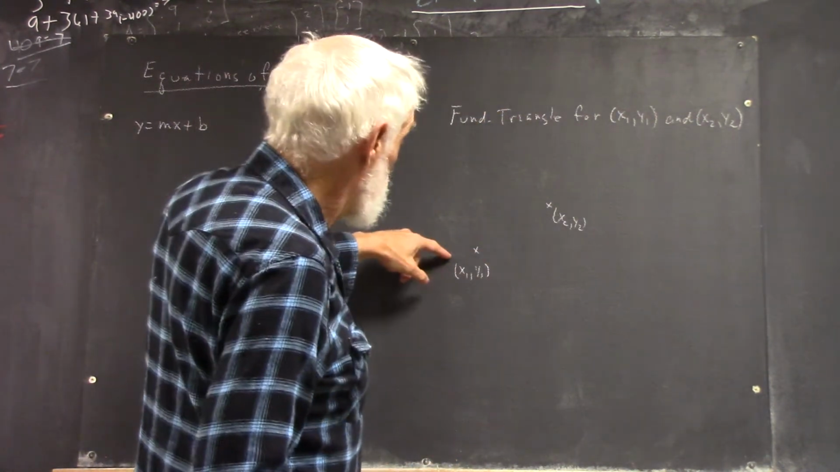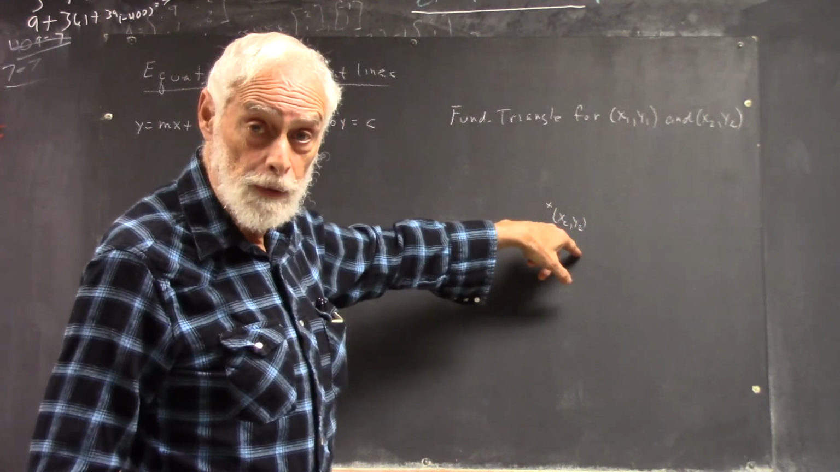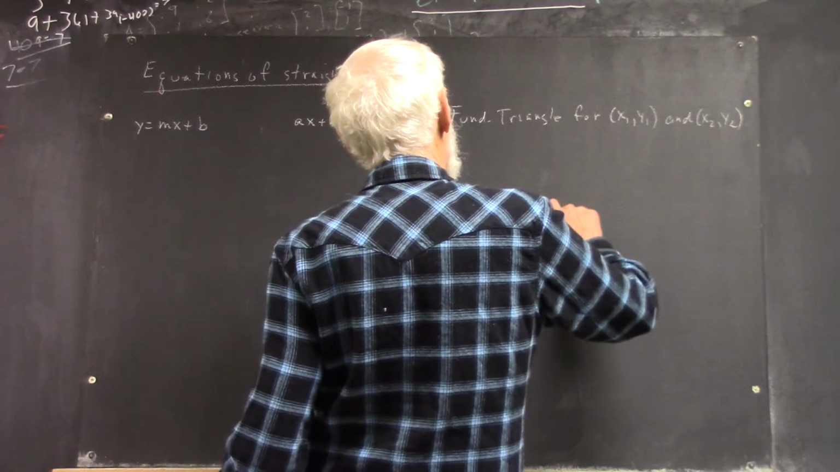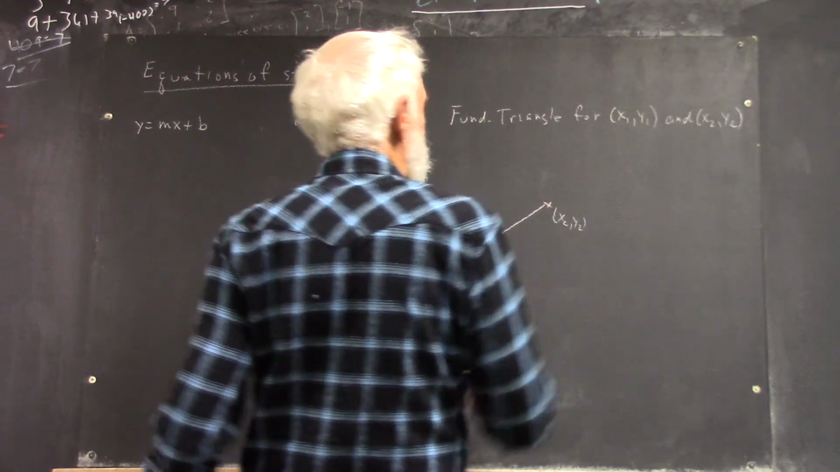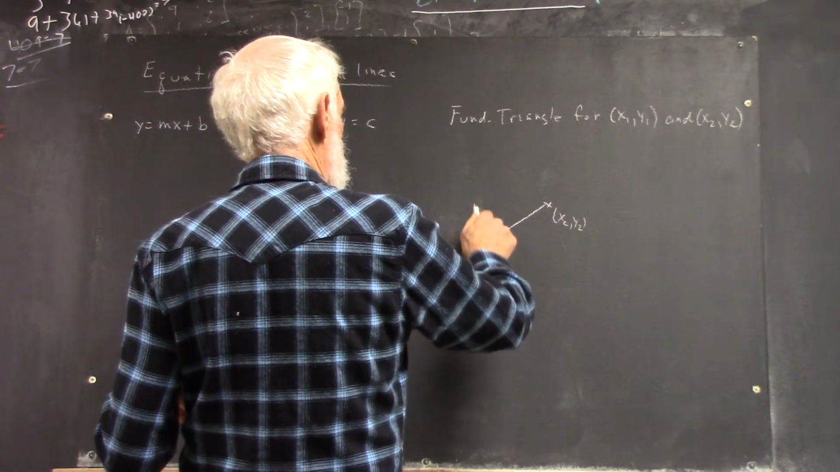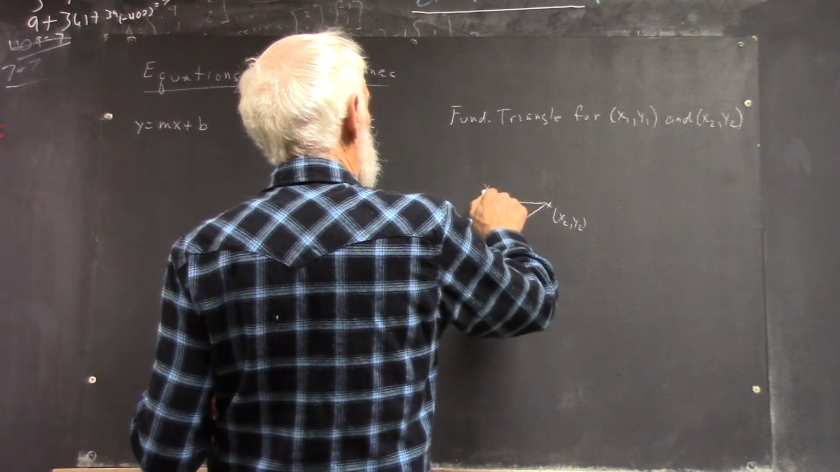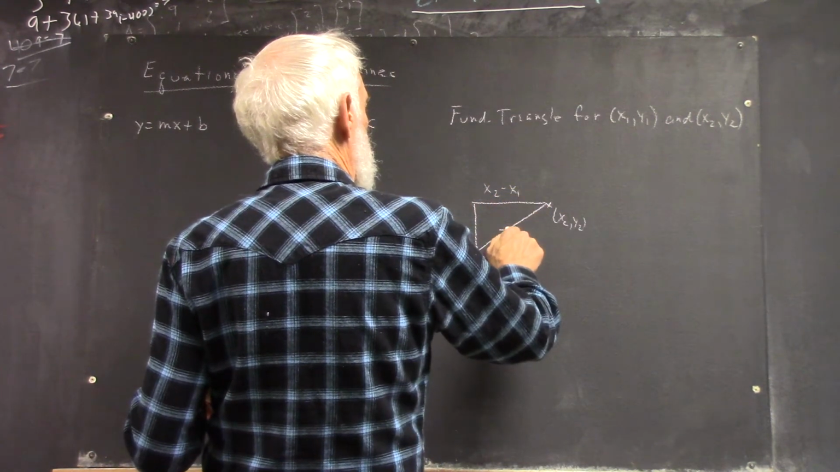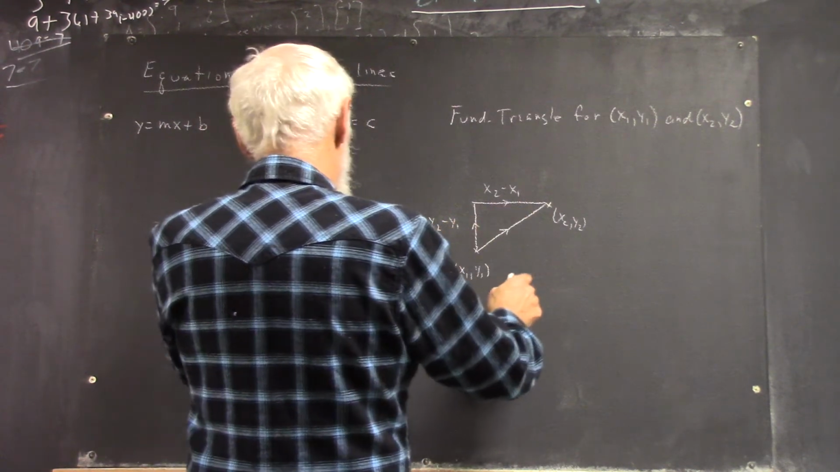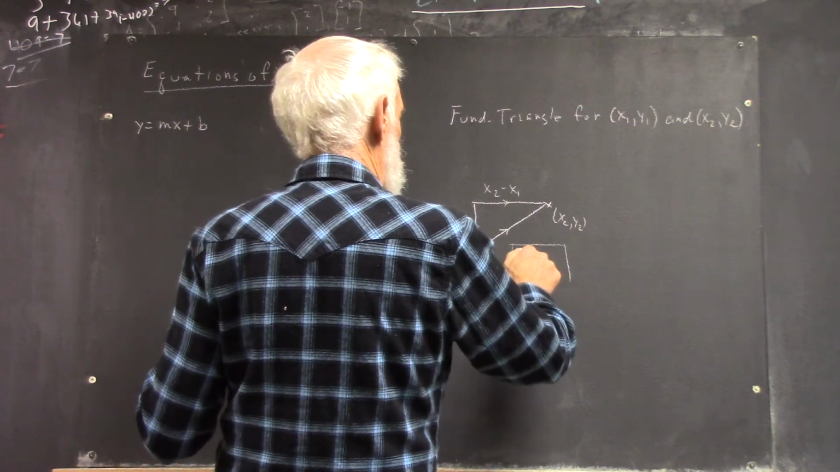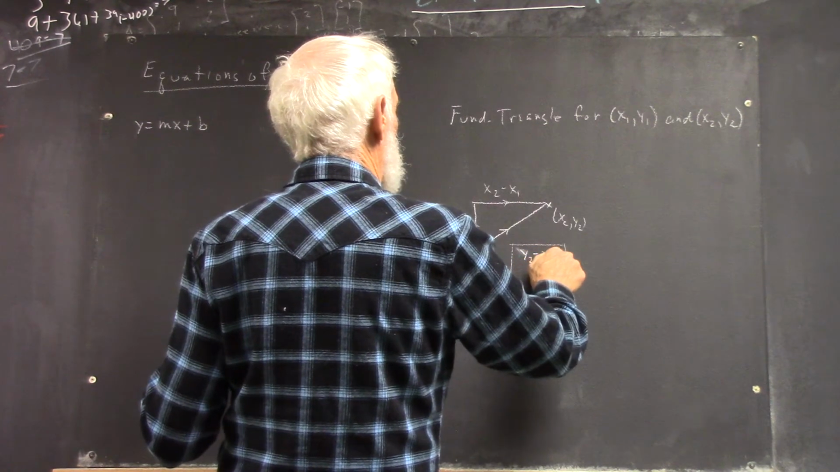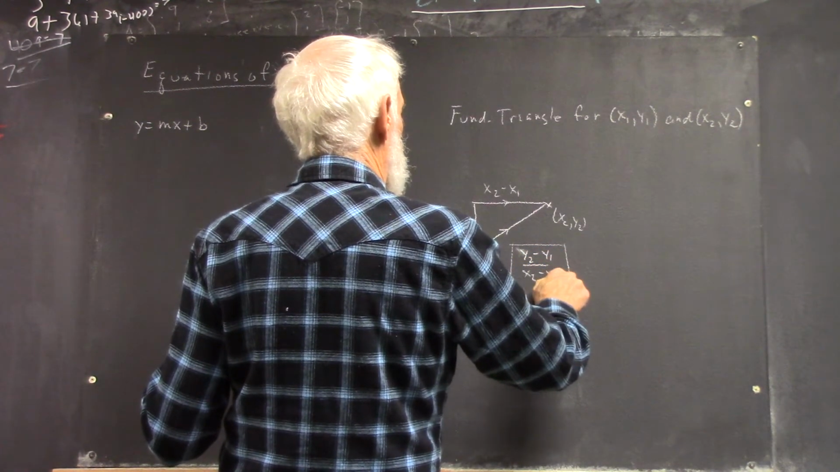Whatever the coordinates of this point are and whatever the coordinates of this point are, we do a fundamental triangle. So here we go. I'm going to draw the triangle here. This is x2 minus x1 going this way, and this is y2 minus y1. So the slope is y2 minus y1 over x2 minus x1.